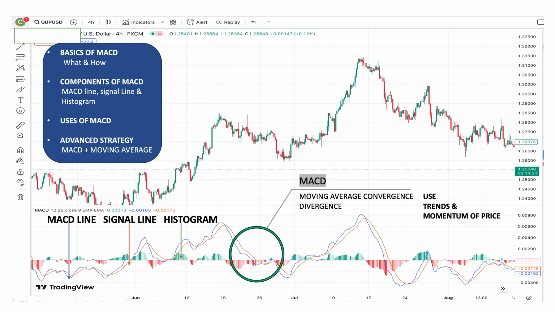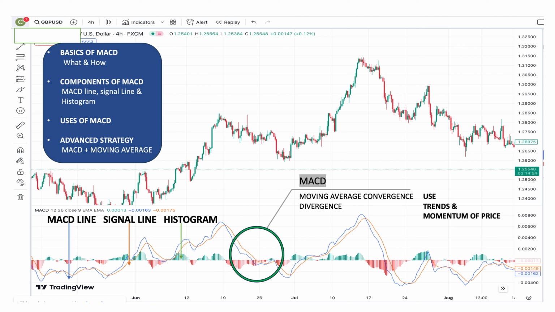Now, the components of MACD, as you can see on the slide, we have the MACD line, which is the blue line. We have the signal line, which is the red line. And we have the histogram, which is the bars you can see on the slide. And the combination of all of this gives the definition and meaning to MACD.